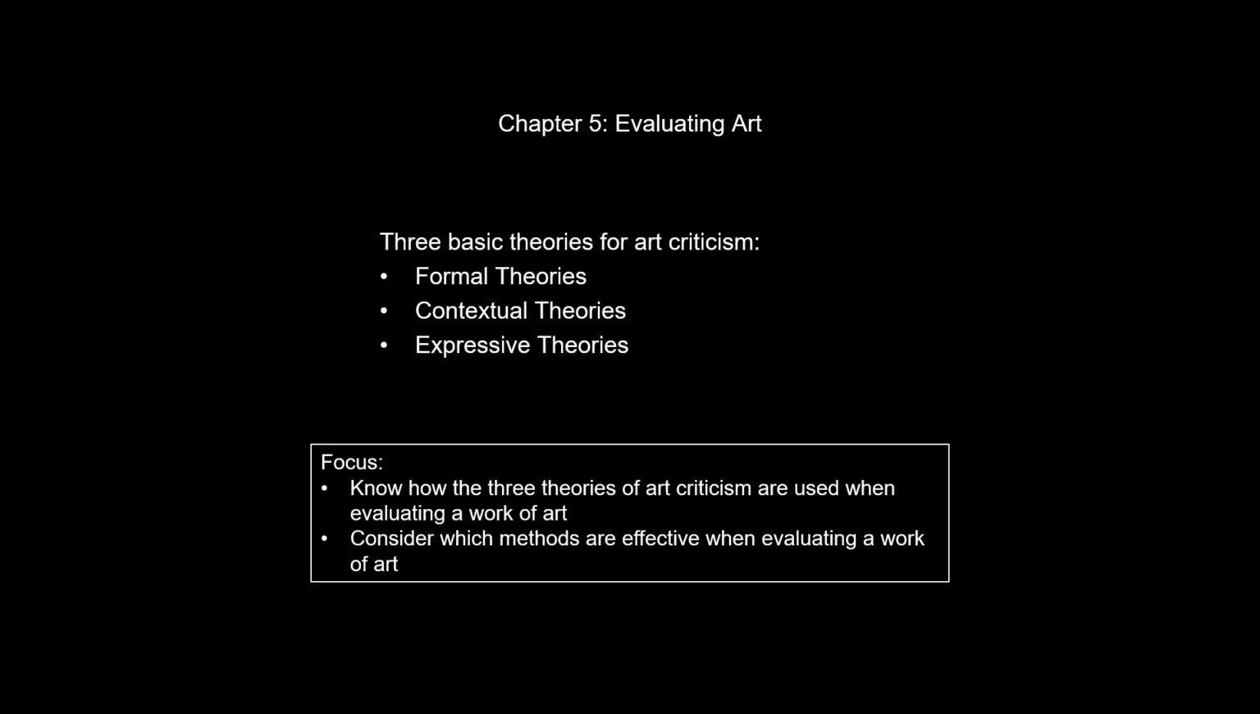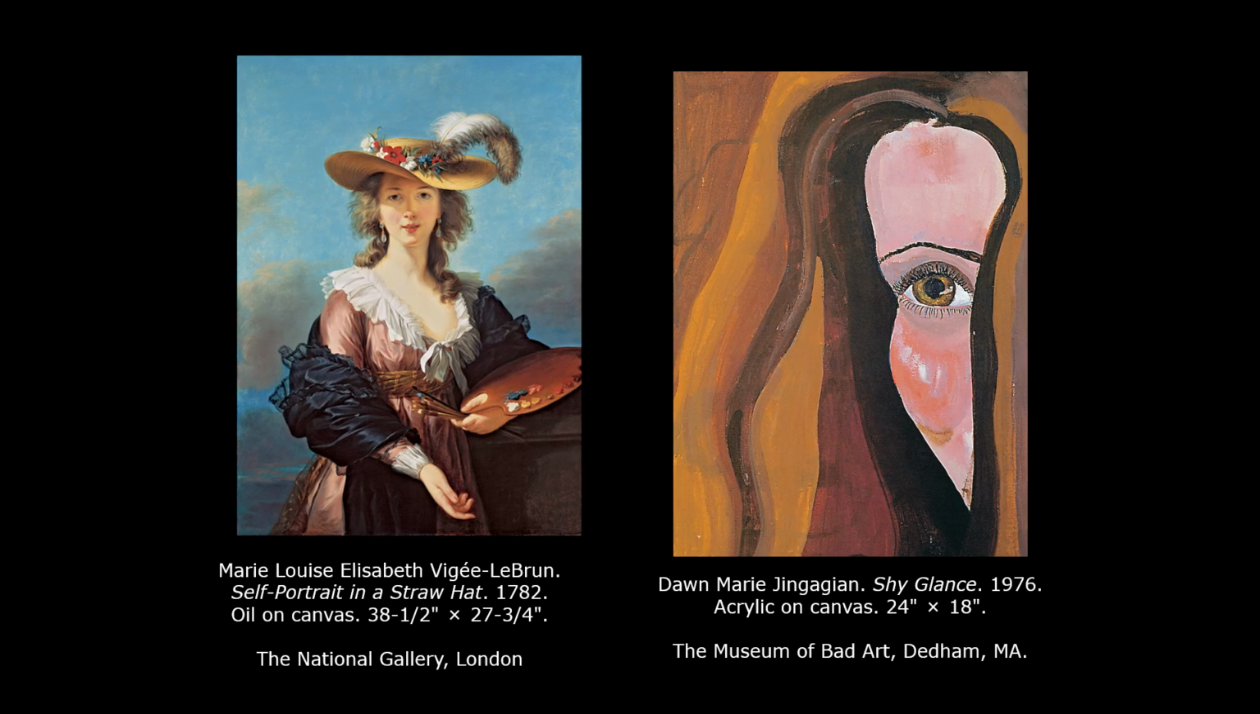And your textbook narrows it down to three basic principles, three different methods of evaluating a work of art, which it defines as theories. The focus on this chapter is really to focus on what we learn about the work of art and how these three theories sort of apply to it. Right. So, evaluating works of art.